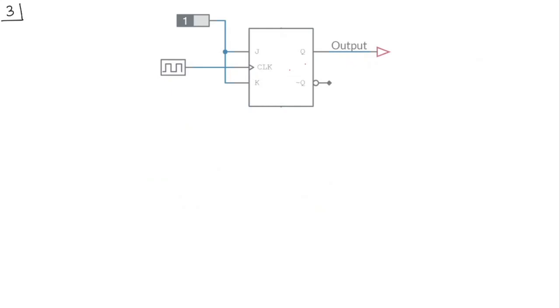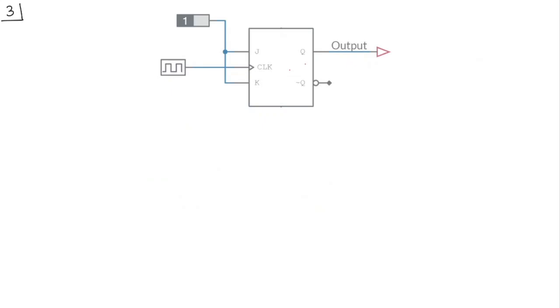Okay, let's look at problem 3. In this case, we have a JK flip-flop, and both the inputs J and K are basically tied to 1, right? The flip-flop is an edge-triggered flip-flop. We know that because there's a triangle at the clock, and it's a positive edge-triggered flip-flop because there's no bubble there.